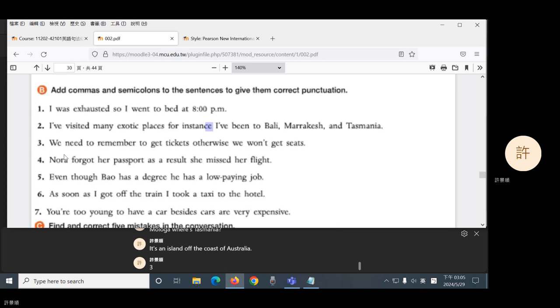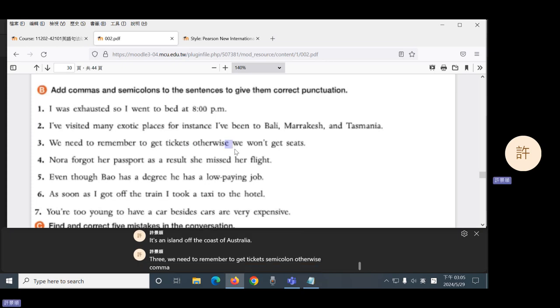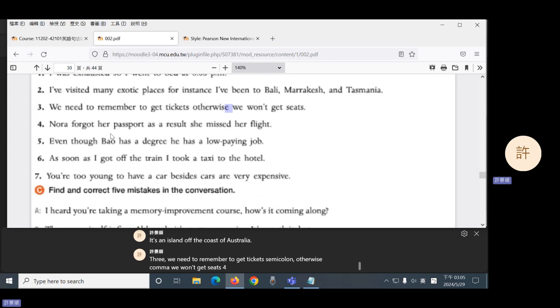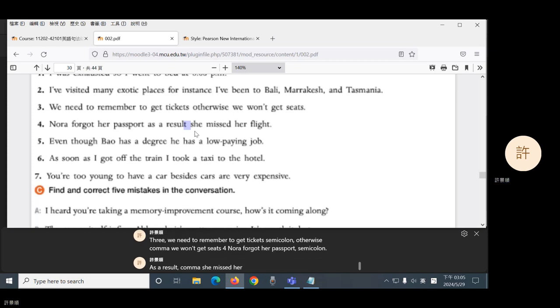Three, we need to remember to get tickets; otherwise, comma, we won't get seats. Four, Nora forgot her passport; as a result, comma, she missed her flight.